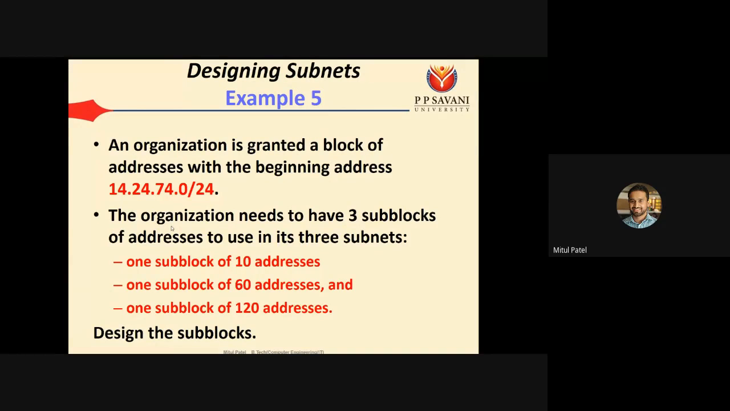Then what we have to do is divide these total 256 addresses into 3 blocks. The first sub block has a requirement of 10 addresses, the second sub block has a requirement of 60 addresses, and the third sub block has a requirement of 120 addresses. For example, suppose this address is assigned to PPSU, in which School of Management requires 10 addresses, School of Nursing requires 60 addresses, and School of Engineering requires 120 addresses.